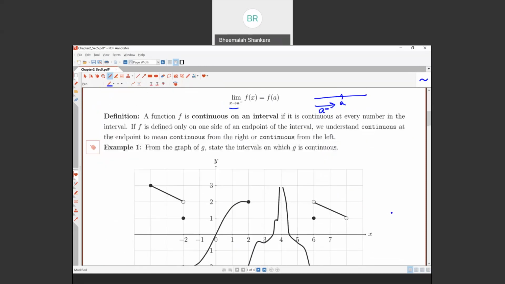Now the definition. A function f is continuous on an interval if it is continuous at every number on the interval. So if the function is defined only on one side of an endpoint of the interval, then we understand continuous at the endpoint to mean continuous from the right, or it can be continuous from the left.